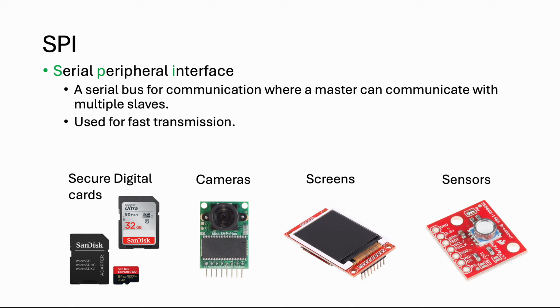This one is used for fast transmission. I've seen it with SD cards to save data. I use it for cameras to transmit images. I've seen it in some touchscreens and regular screens. And it's not really common, but a few sensors also use SPI for communication.